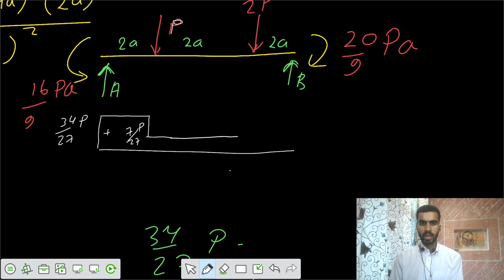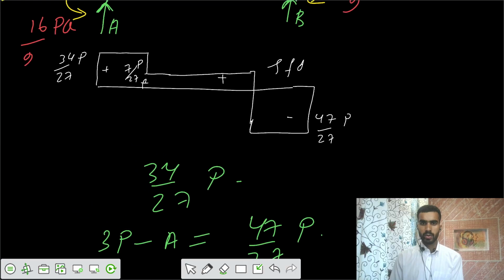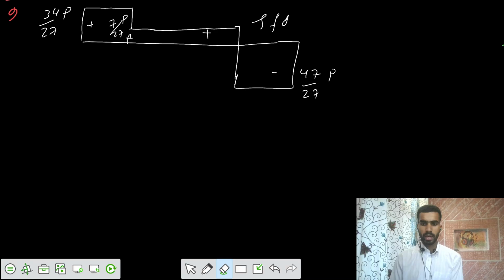Then after that, it decreases by 2P. So you got a final value equal to the reaction at B, so you got a minus 47/27 of P. And this is your SFD. And now you want to get the BMD. You want to get the value of the BMD.